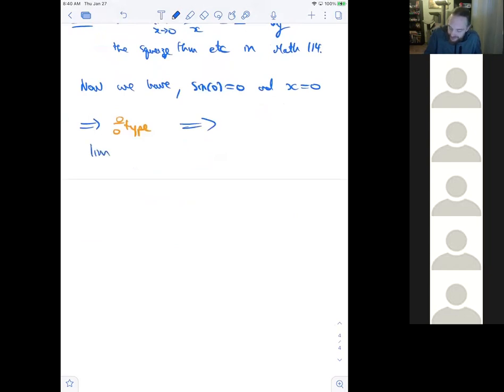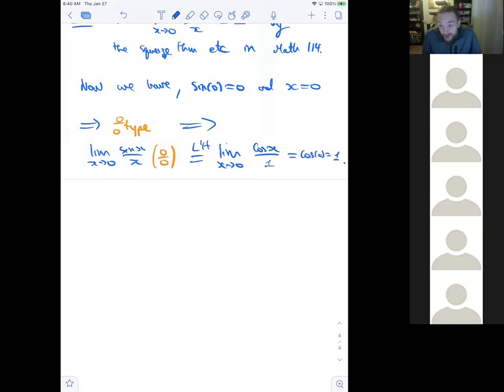So we have the limit as x approaches 0 of sine x over x, which is 0 over 0 type. So this is equal to, by L'Hopital's rule, the limit as x approaches 0 of cos x over 1, which is cos of 0, which is 1. So I'm allowed to take the derivative of the top and the bottom, and it will simplify the expression usually. Sometimes you have to apply the rule more than once, but otherwise we just get a much simpler answer.